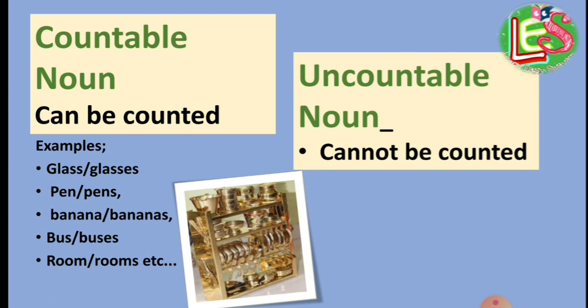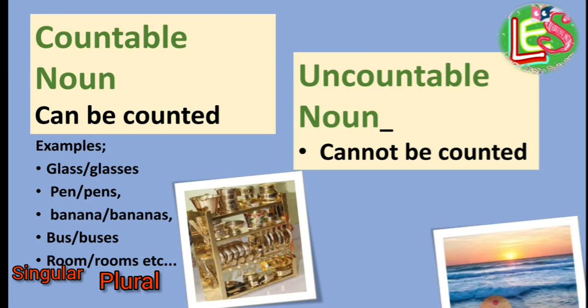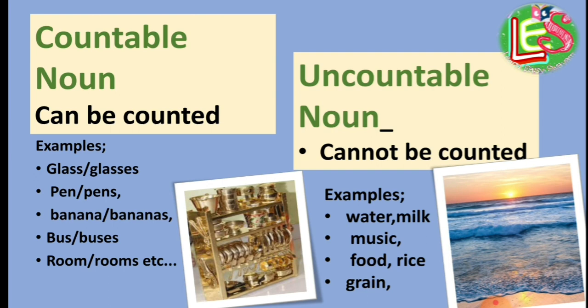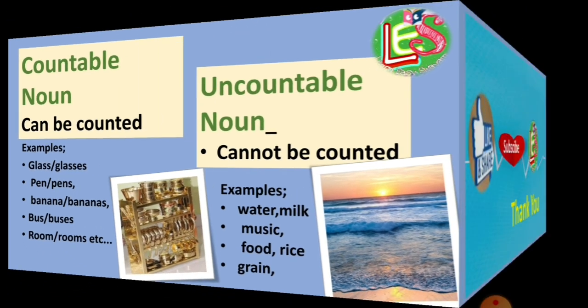At the same time, singular and plural noun. Countable noun can be singular or plural, because if we see, glass is singular countable noun, whereas glasses is plural countable noun. Whereas in uncountable nouns, if you observe the picture, water, milk, music, food, rice, grain, we never count it as 1, 2, 3, 4, but we count it in a liter, kilo. That's why these are known as uncountable nouns.